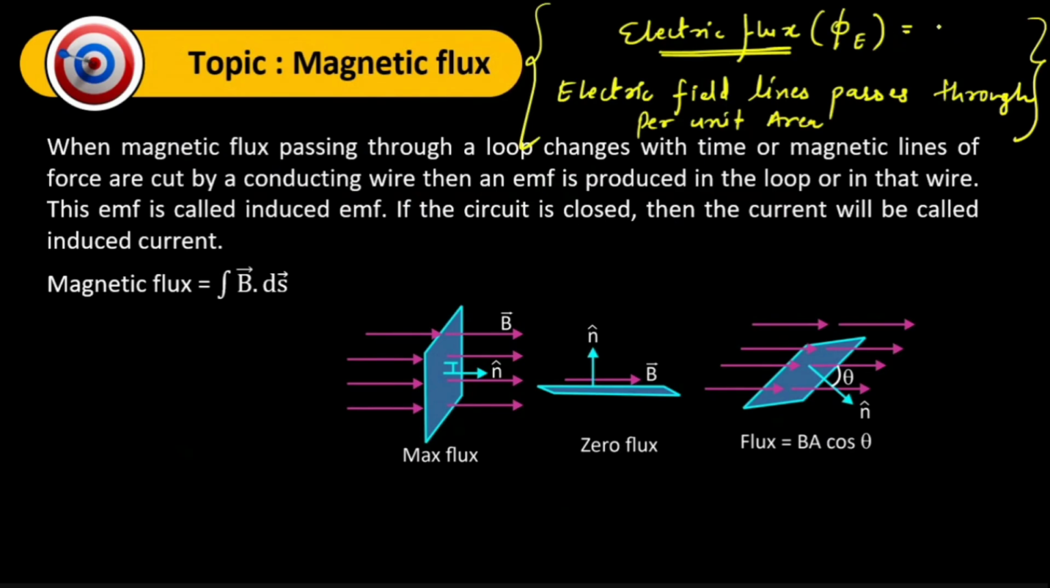It is something like E dot ds, that is, electric field lines passing through unit area. Similarly, here also, when we define magnetic flux, it is nothing but magnetic field lines passing through per unit area. So these are quite similar terms, or you can say they are completely analogous to each other, and how they work, what exactly happens when the flux changes, and how this electromagnetic induction works, we'll talk about everything here.